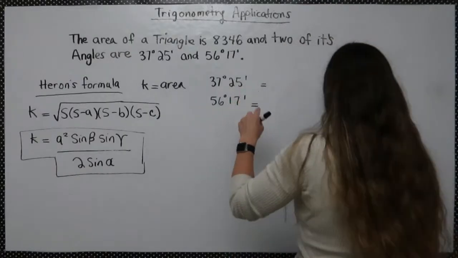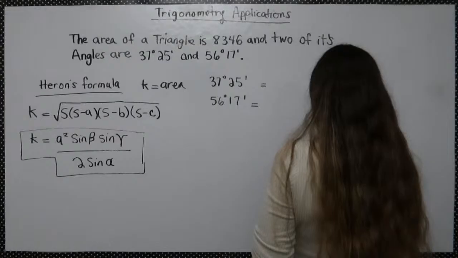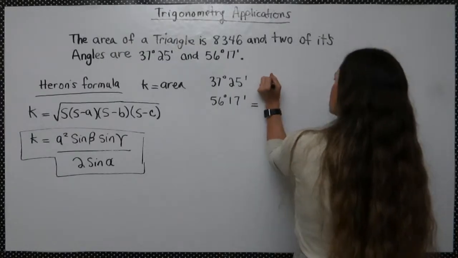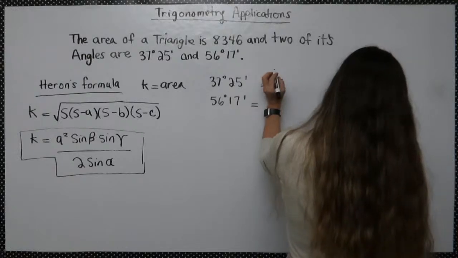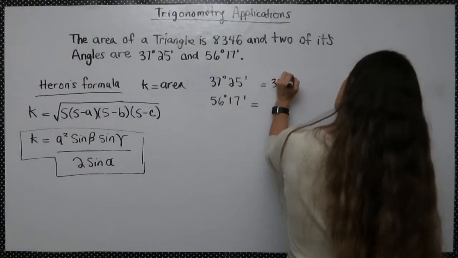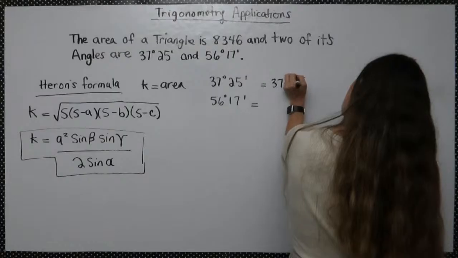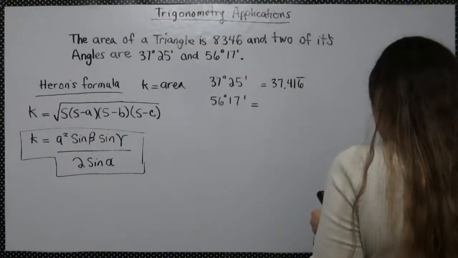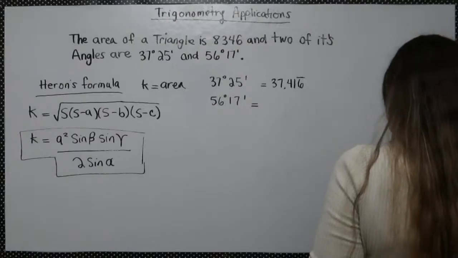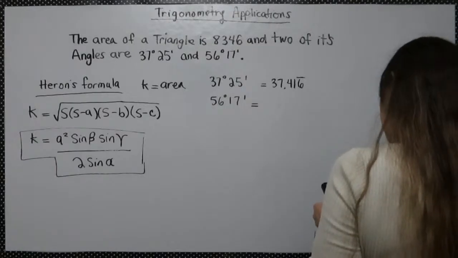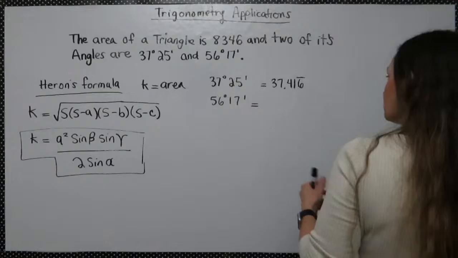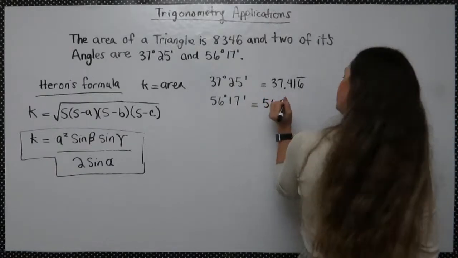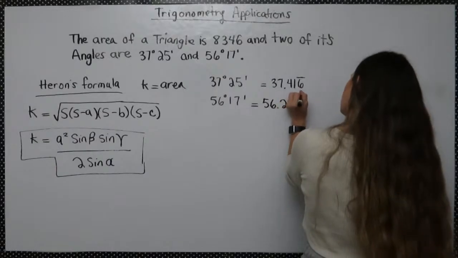37.25, which, wait a second, that's wrong. It's 25. Okay. 37.416 repeating. And then 56 degrees and 17 minutes is 56.283 repeating.